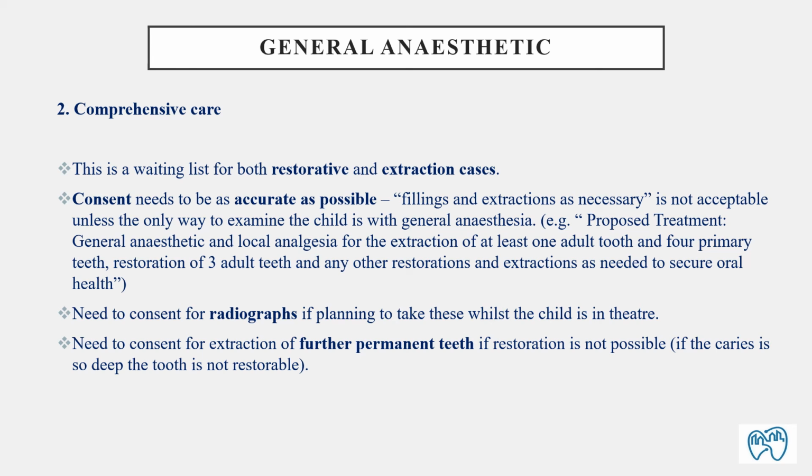Comprehensive care. This is a waiting list for both restorative and extraction cases. Consent needs to be as accurate as possible. Fillings and extractions as necessary is not acceptable unless the only way to examine the child is with general anesthesia. Example: proposed treatment, general anesthetic, and local analgesia for the extraction of at least one adult tooth and 4 primary teeth, restoration of 3 adult teeth, and any other restoration and extractions as needed to secure oral health.